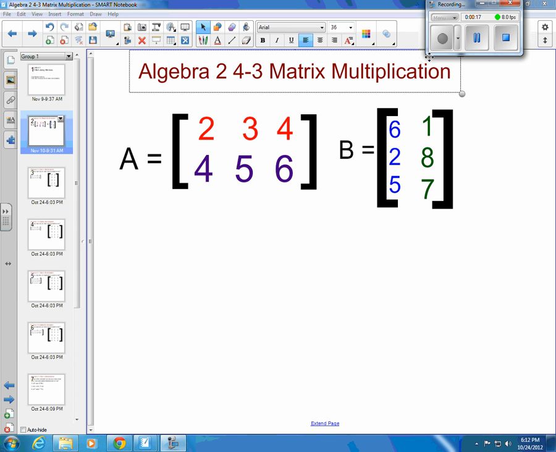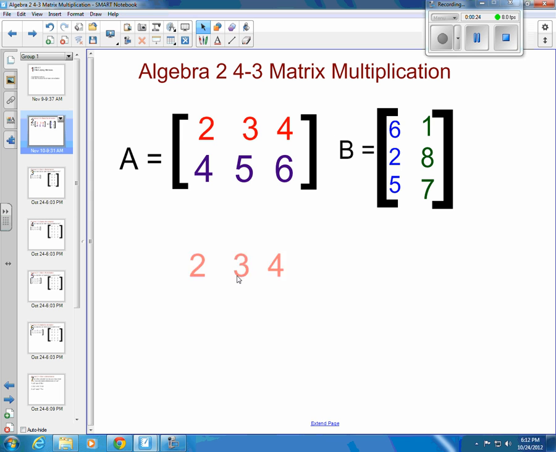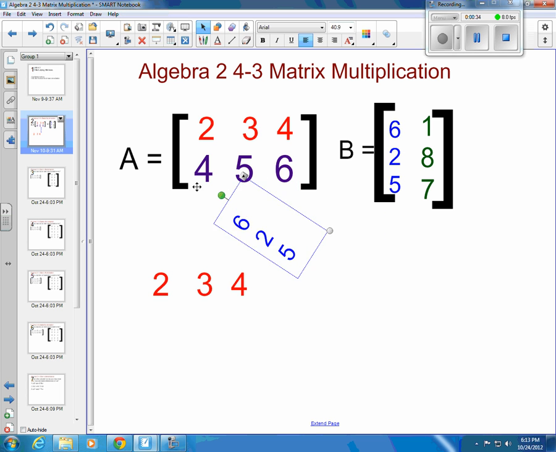So first of all, matrix multiplication. This is going to seem really weird at first. We're going to take our first row off the first matrix, and we're going to take our first column off my second matrix. I'm going to take this and flip it sideways so it lines up: my first element, my second element, and my third element.